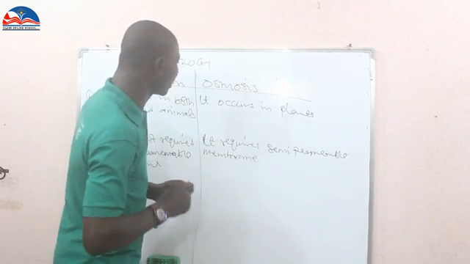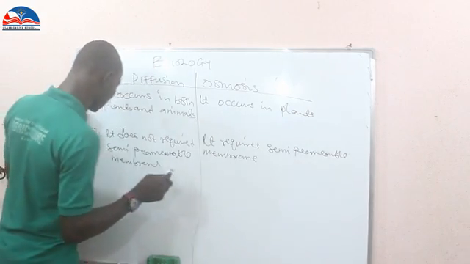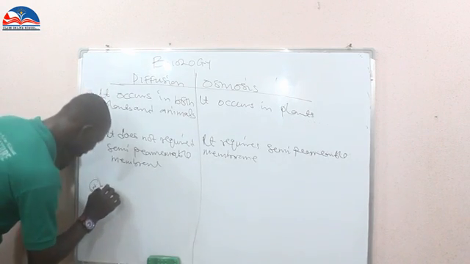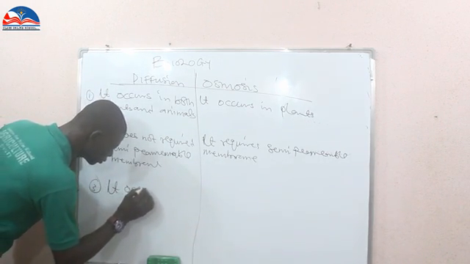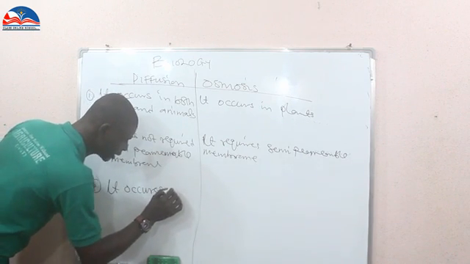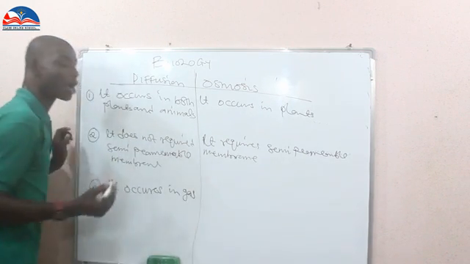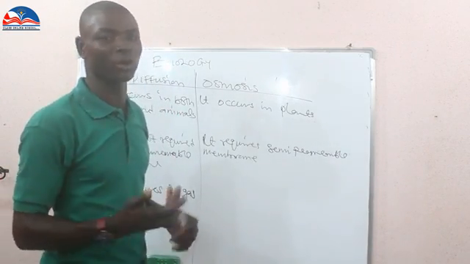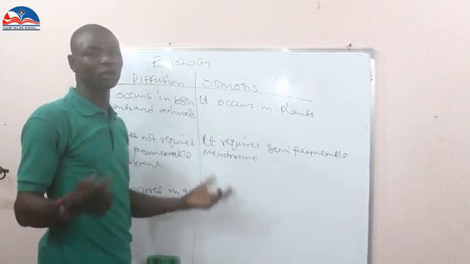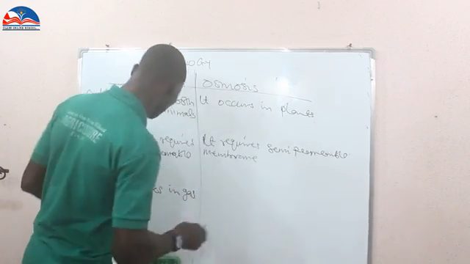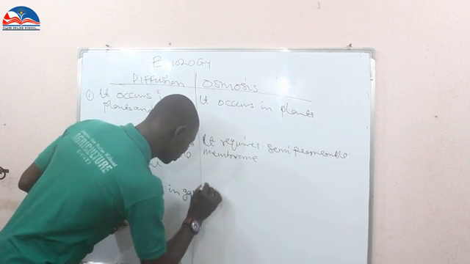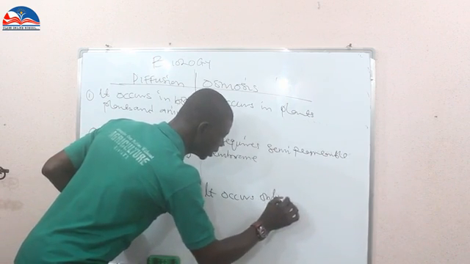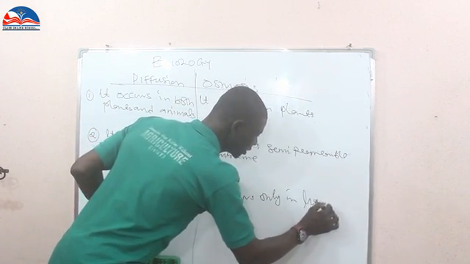Another difference, which is number three, is this. Diffusion occurs in gas. That is why we use ammonia gas or perfume as examples of diffusion. But you don't use it like that in osmosis, while osmosis occurs only in liquid.